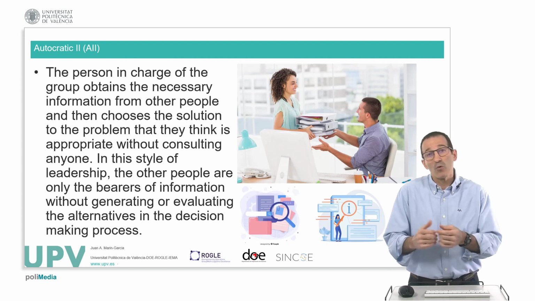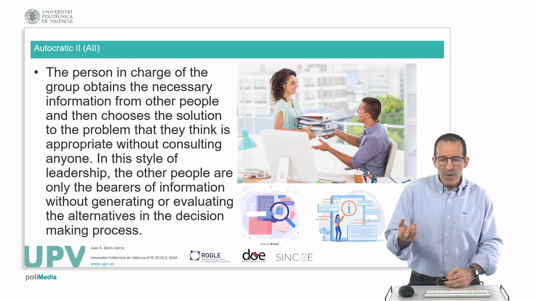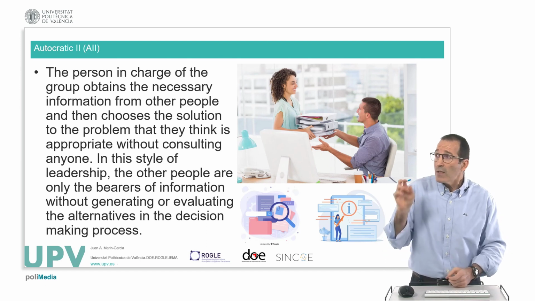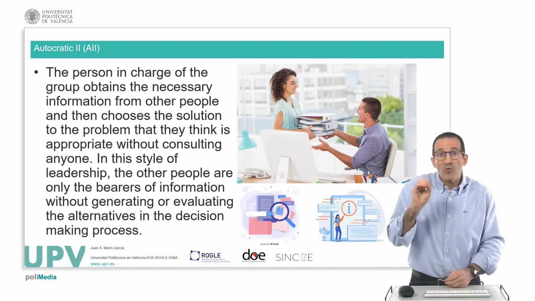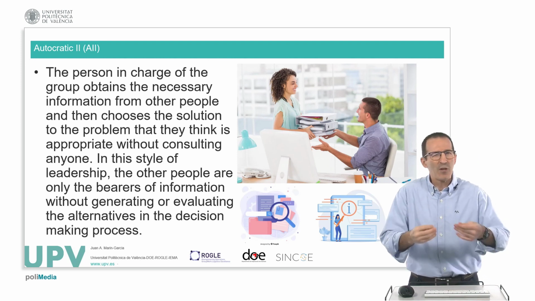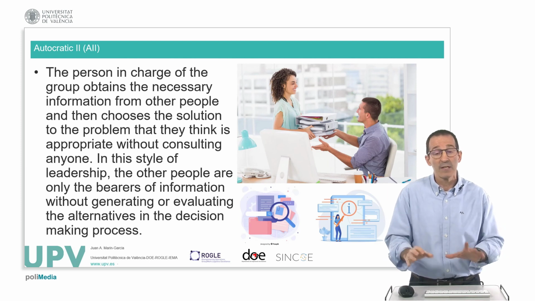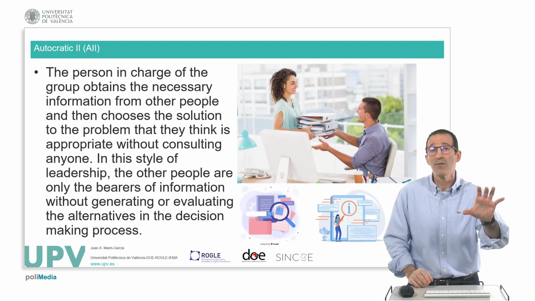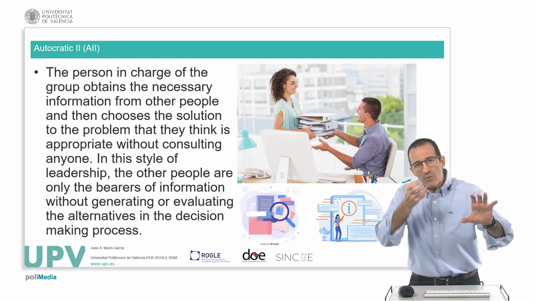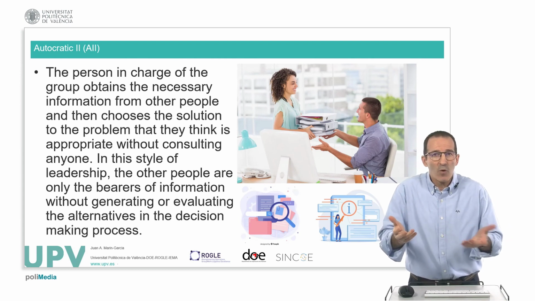Another of the styles, with the label of the authors, is Autocratic 2, we will put the abbreviation A2. In this case, the responsible person obtains the information he needs from his collaborators individually. He consults them, he asks them for information, but he does not ask what their opinions are, what alternatives they would like to handle, or what their preferences are. He just gathers the information he needs, and from there this person generates the alternatives, makes the decision and communicates it to his team. This is a second style.